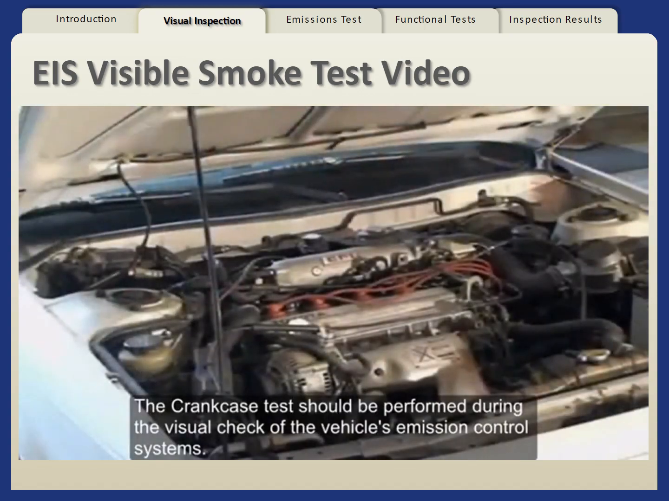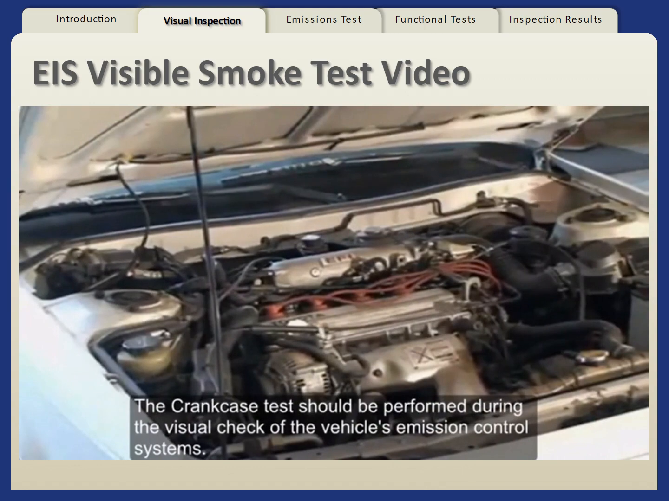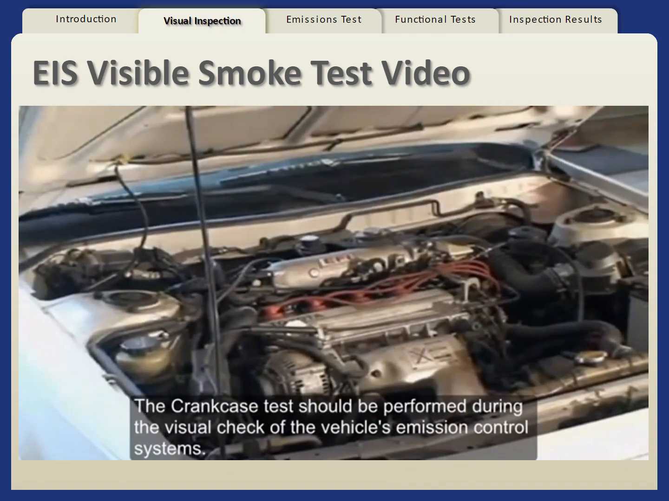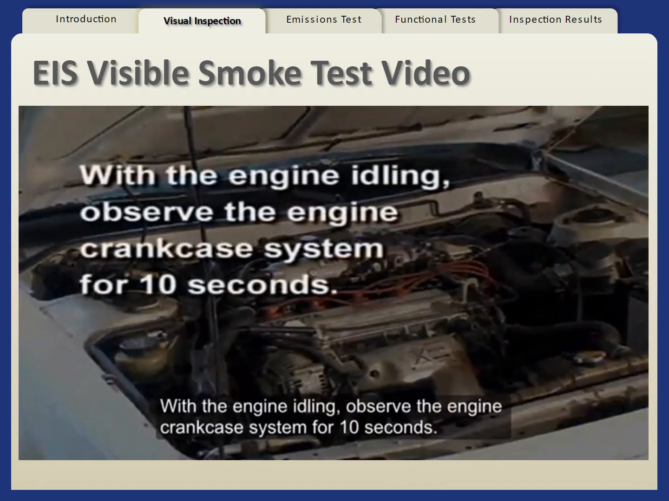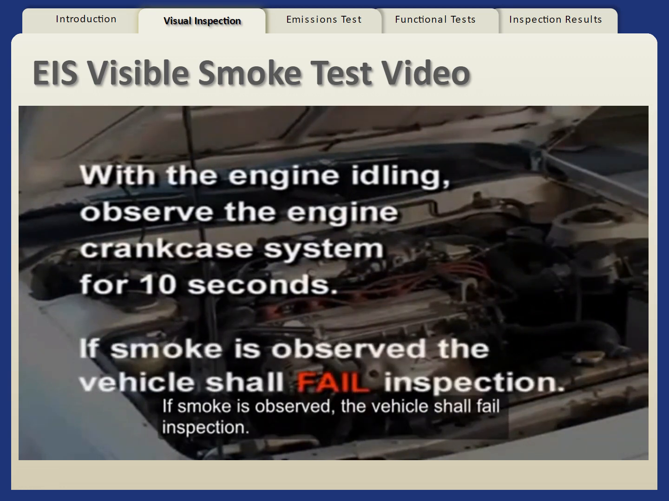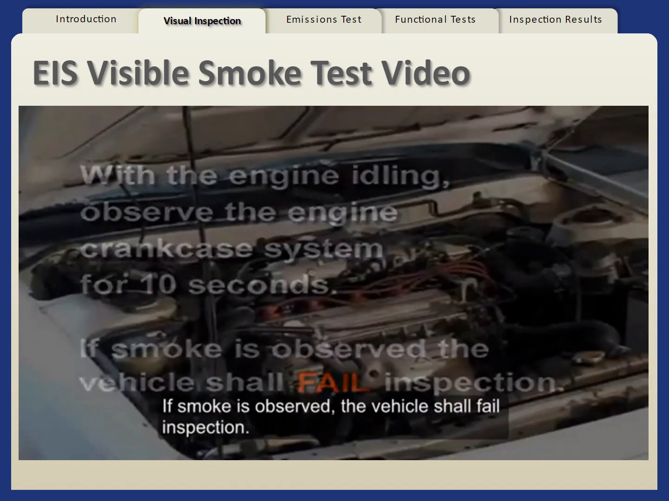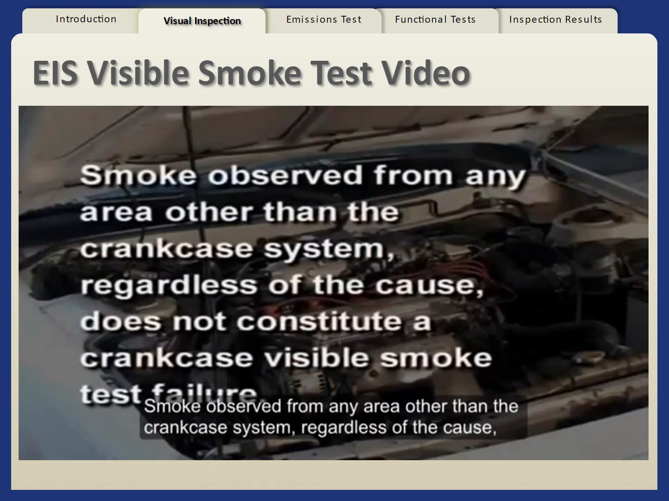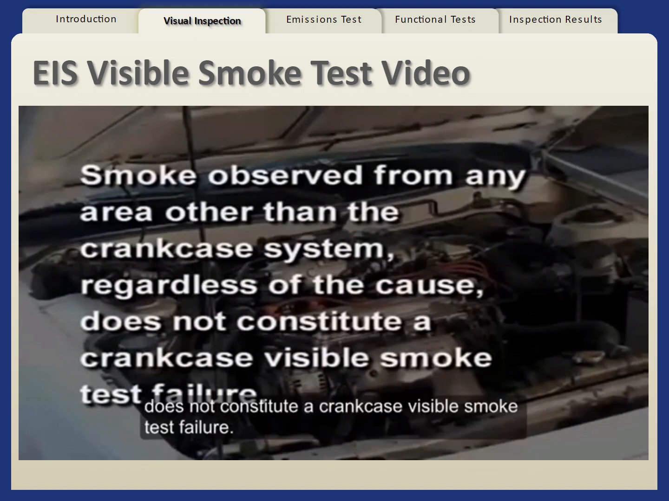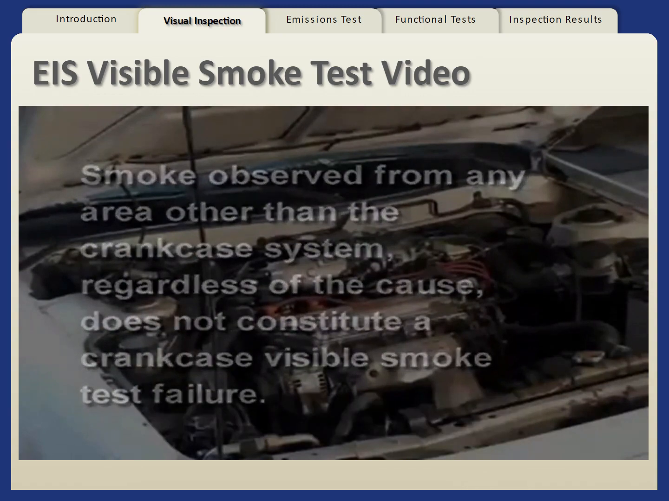The crankcase test should be performed during the visual check of a vehicle's emissions control systems. With the engine idling, observe the engine crankcase system for 10 seconds. If smoke is observed, the vehicle shall fail inspection. Smoke observed from any area other than the crankcase system, regardless of the cause, does not constitute a crankcase visible smoke test failure.